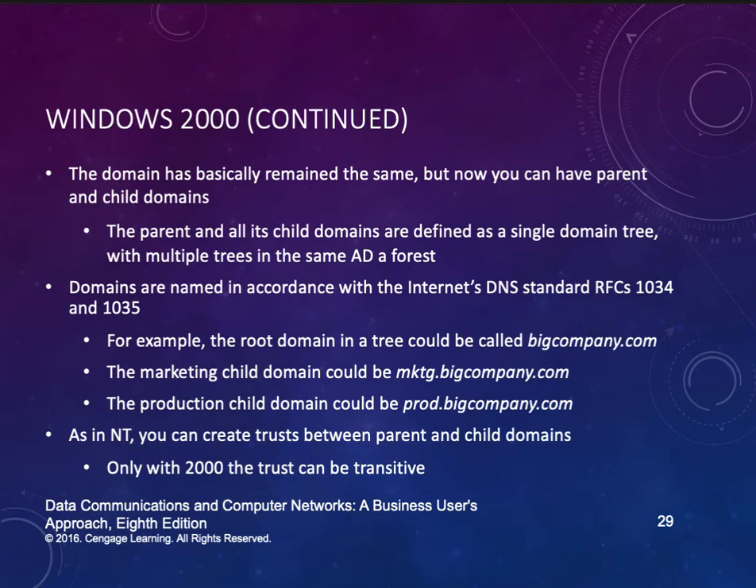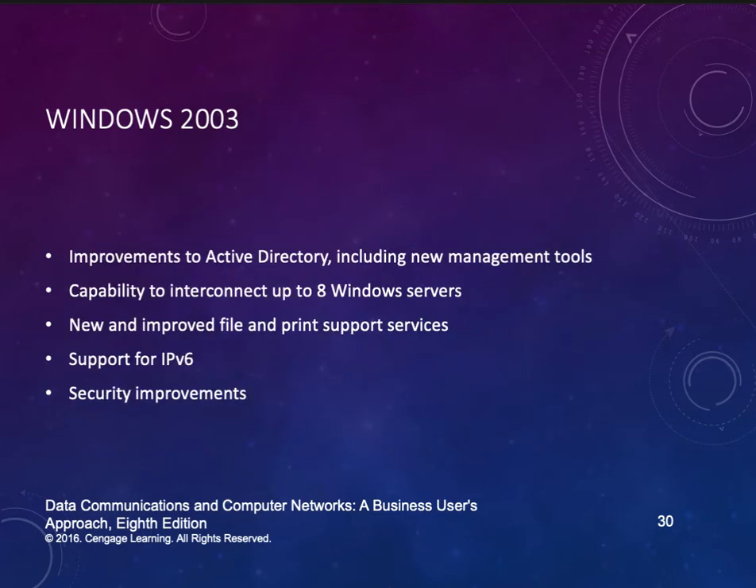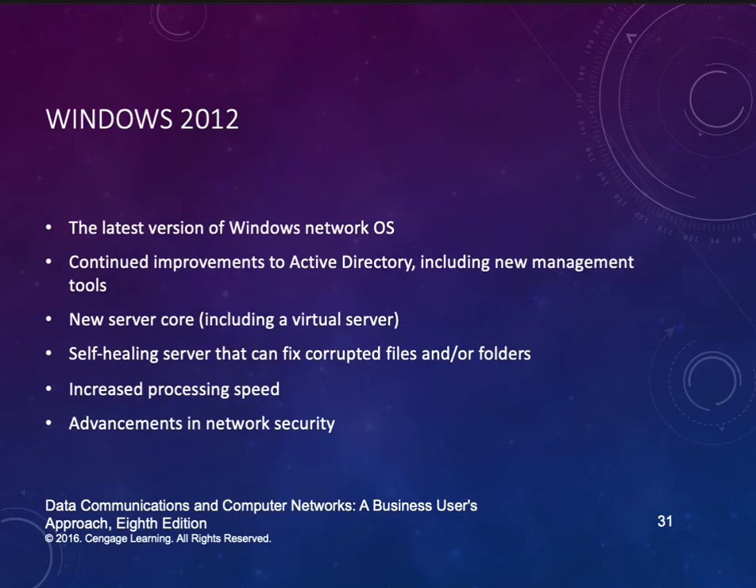That's the advancement that they have. Also, we have 2003, an enhanced version. Interconnects with up to 8 Windows servers. Okay, it uses IP version 6. So we have 2012, an improvement of Active Directory. So they have virtual server, self-healing, increased processing speed, and advancement in security for Windows.